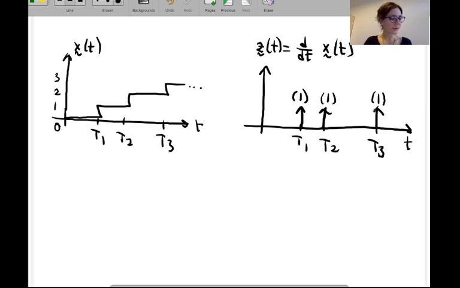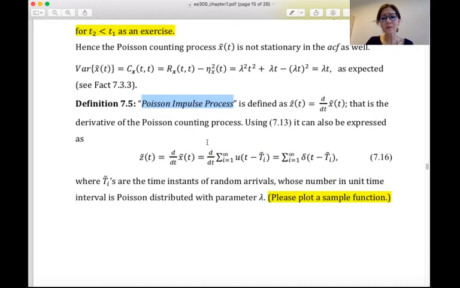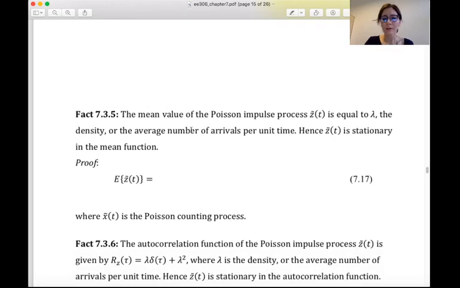Okay, so these are both ways of representing a Poisson process. They actually refer to the same process, but this version is called the Poisson counting process, whereas this one is called the Poisson impulse process. The first one is not stationary. Now we will just show that the second one is stationary. So let's first do stationarity in the mean. The mean value of the Poisson impulse process is equal to lambda. Let's prove it. Since it's not time dependent, it's stationary in the mean function.